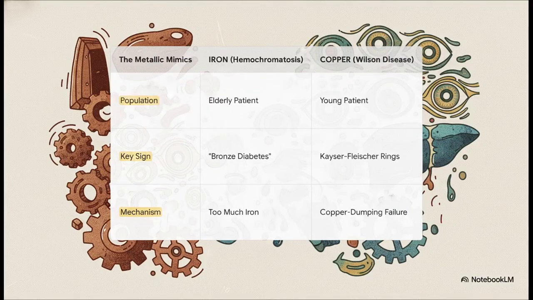And hey, while we're talking about toxins, you have to watch out for the metallic mimics. They look similar, but they're totally different. If the question gives you an elderly patient with this weird bronze diabetes, your mind should immediately jump to hemochromatosis. That's an iron overload. But if it's a young patient, maybe with tremors and those classic Kayser-Fleischer rings around their eyes, that's Wilson disease. That's a failure to get rid of copper. Two different metals, two totally distinct clinical pictures.